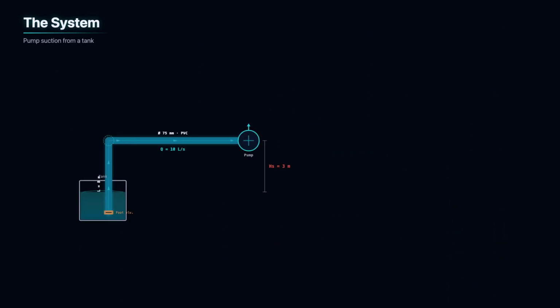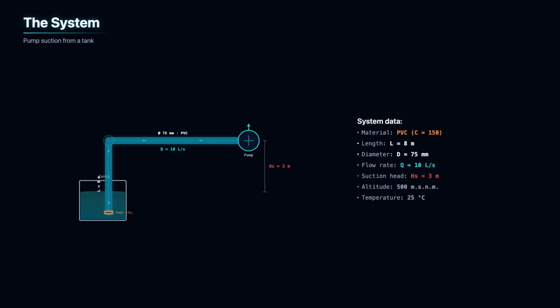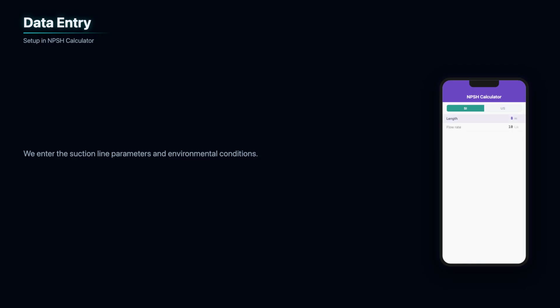We have a pump drawing water from a tank 3 meters below. PVC pipe, 8 meters long, 75 millimeters in diameter, with a flow rate of 10 liters per second. The installation includes a foot valve, a 90-degree elbow, and a contraction at the pump inlet. We enter the data into the app: length, flow rate, diameter, material, water temperature, altitude, and suction head.